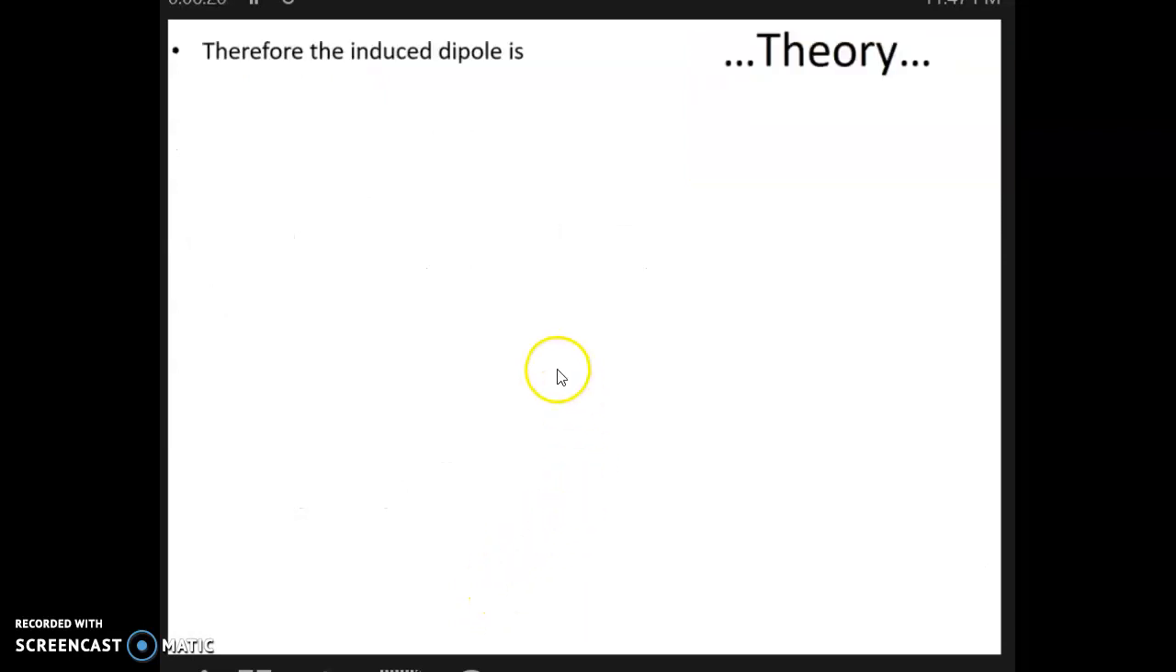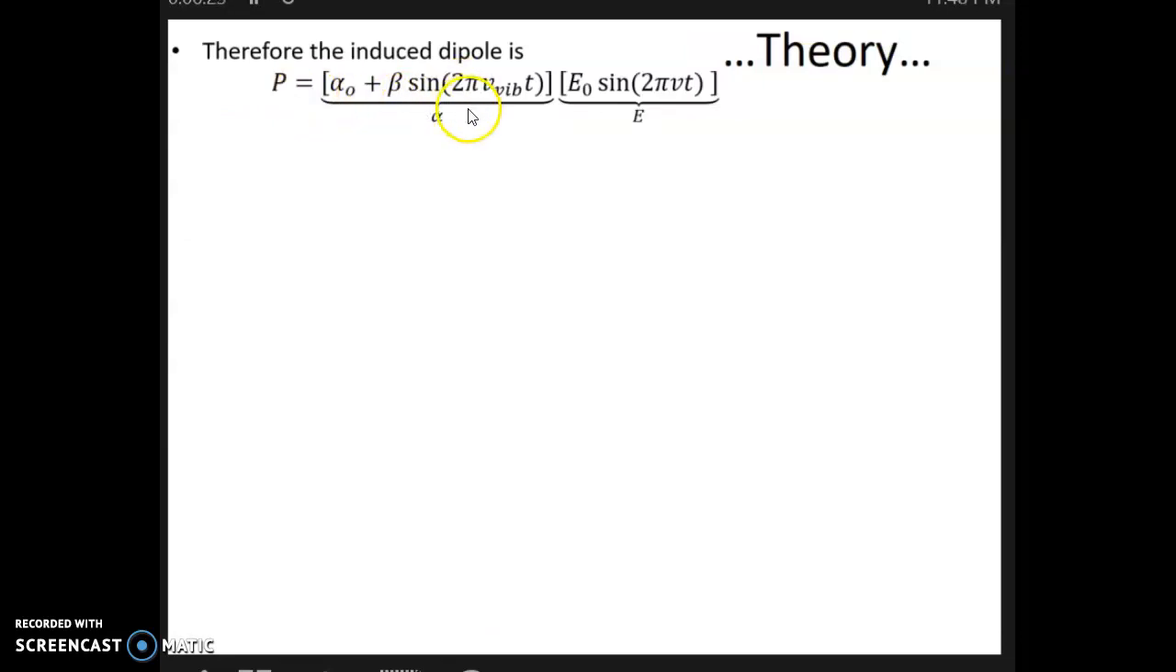Okay, so if we put this together, we have our induced dipole, which is equal to alpha multiplied by E, given by alpha naught plus beta sine 2 pi v vib t, multiplied by E naught sine 2 pi v t. So this v is the frequency of the incoming electromagnetic field or laser light. The laser is the one often used for Raman spectroscopy. If we put this together, we have alpha naught multiplied by the electric field, and then the second part of that equation multiplied by the second part.